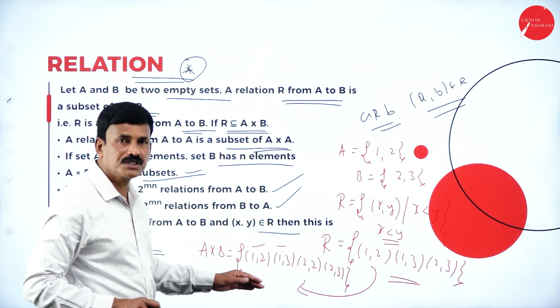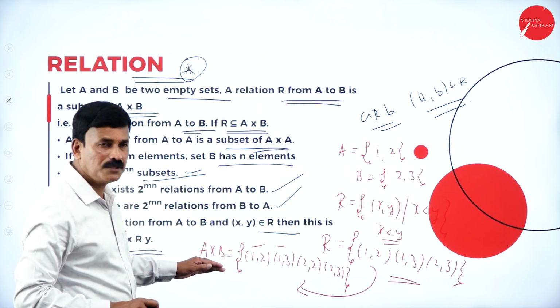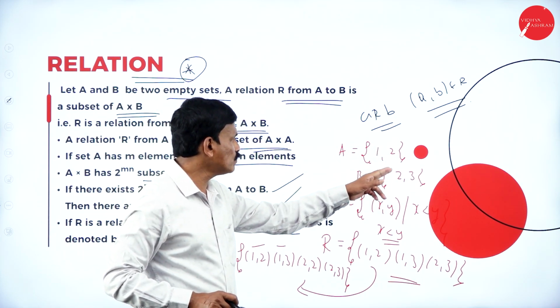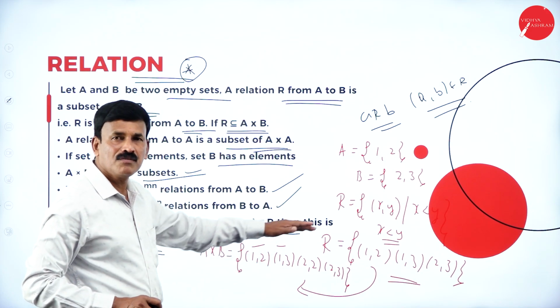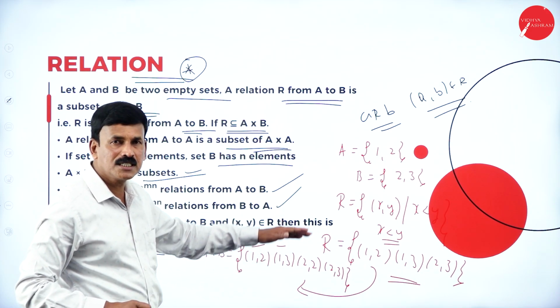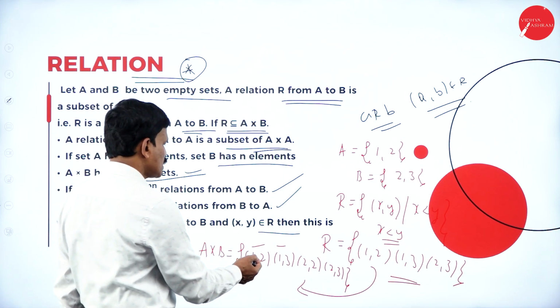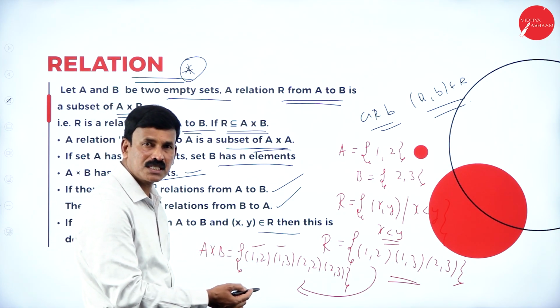Now write down the Cartesian product, the cross product of A and B. A cross B is equal to (1, 2), (1, 3), (2, 2) and (2, 3). In this, find the relation such that the first element is less than the second element. The first element less than the second element: (1, 2), since 1 is less than 2.